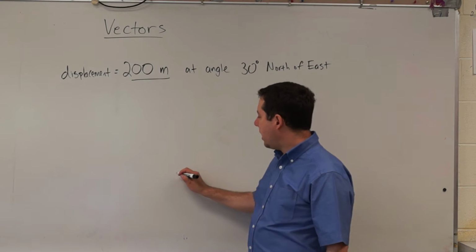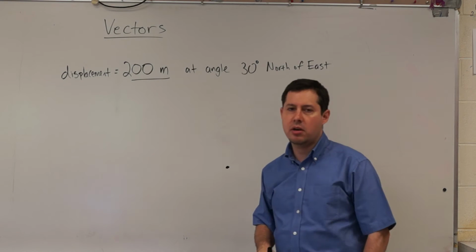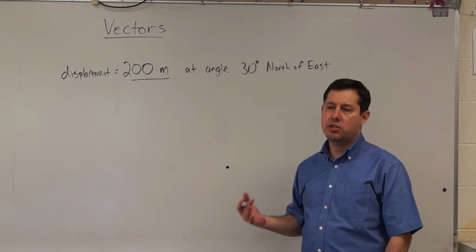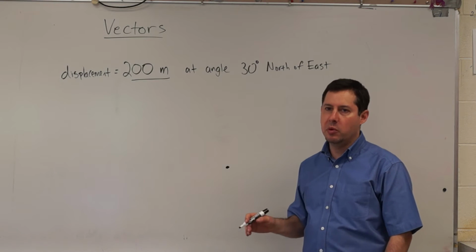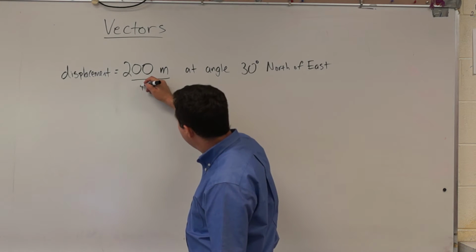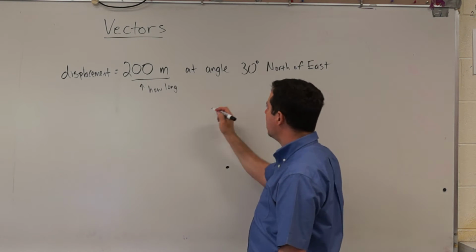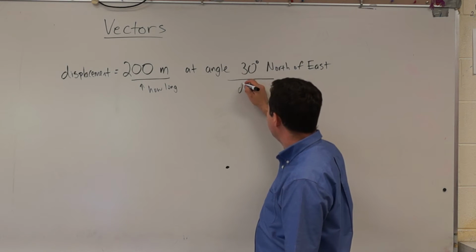So let's figure out how to do this. Let's just start with a point right here. This could represent our starting point. Technically, a vector can start at any location. You can move them around if you want. What's most important is how long is it? And that is represented by the magnitude. And the angle would be the direction.